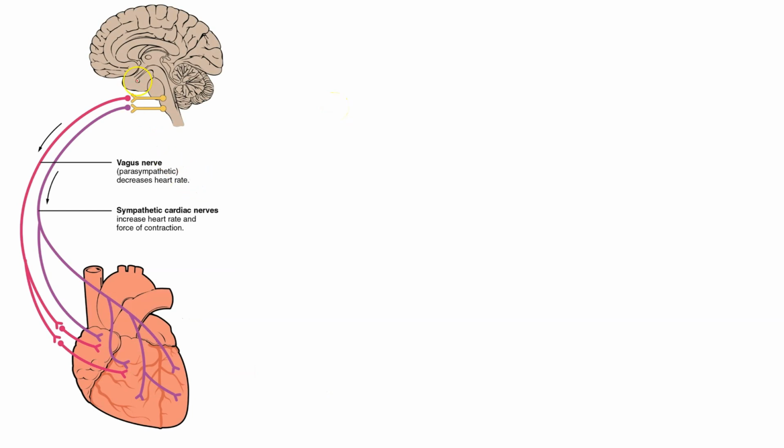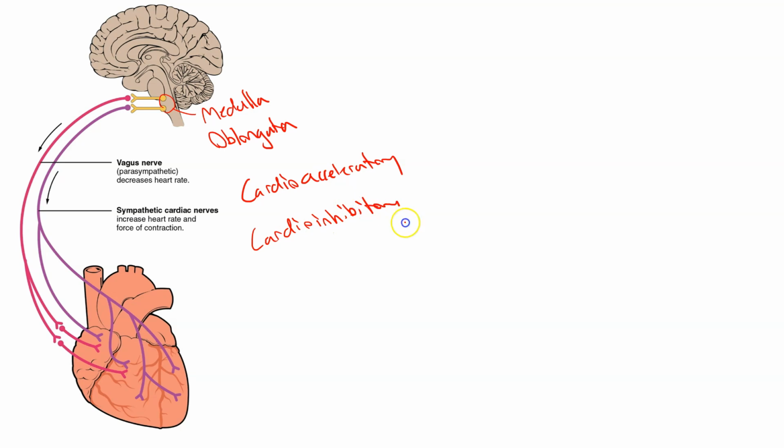Now, where these come from is the medulla oblongata. So this is a picture of the brain. In the medulla oblongata, which is this little middle region right here, there is what's called the cardioacceleratory center, and there is also what's called the cardioinhibitory center. And you can imagine that if you were to stimulate the cardioacceleratory center, it would lead to an increase in heart rate. Or if you were to stimulate the cardioinhibitory center, it would lead to a decrease in heart rate.